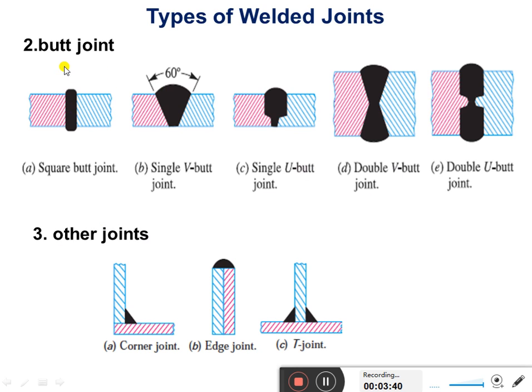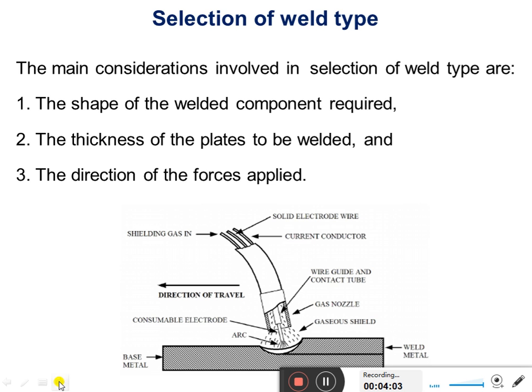And the next type is the butt joint. So there are square butt, single V butt, single U butt, double V butt, and double U butt. So these are the different butt joints. And the other joints are the corner joint, edge joint, and T joint. So these are the types of welded joints.